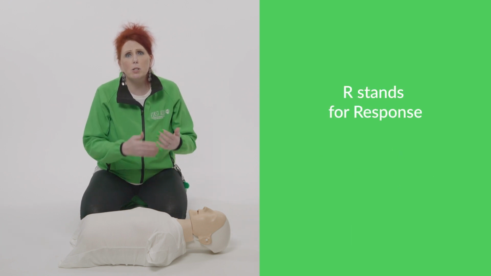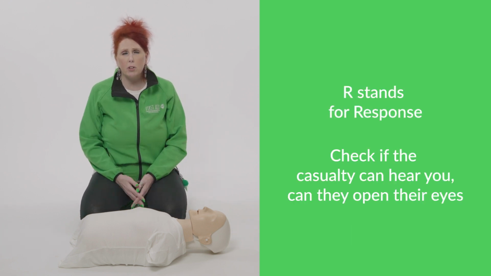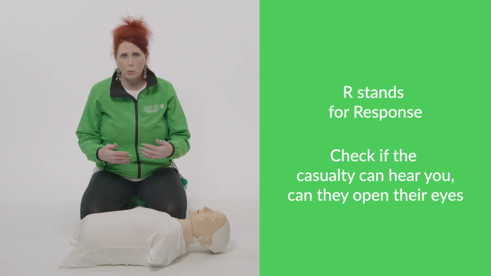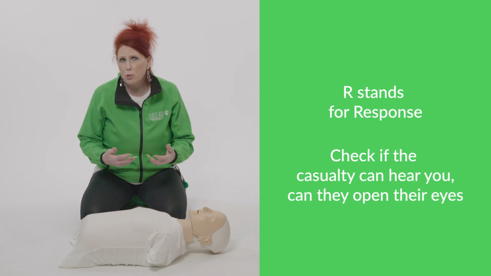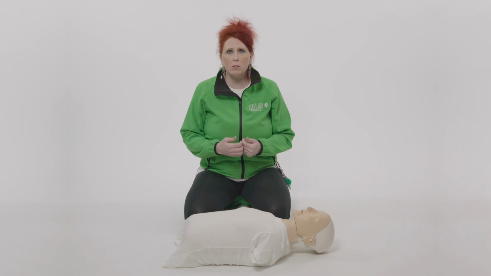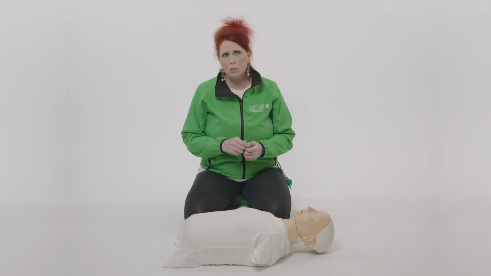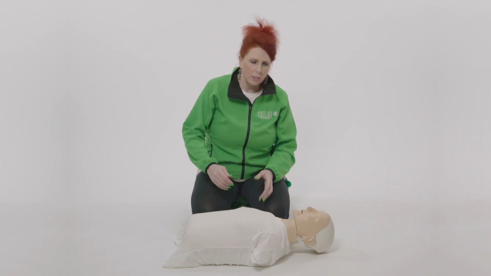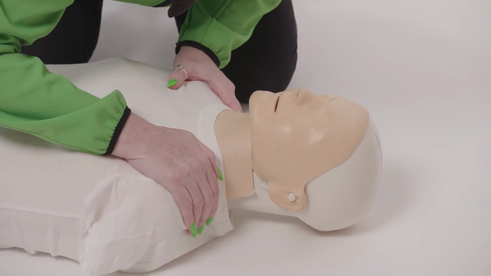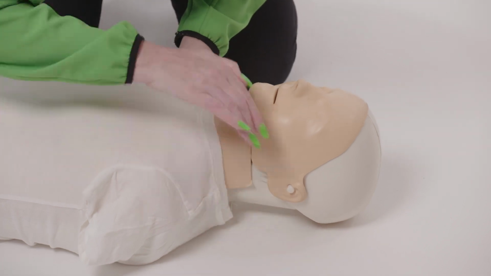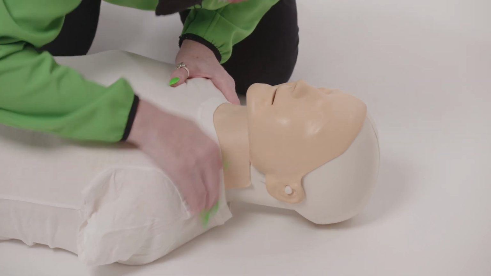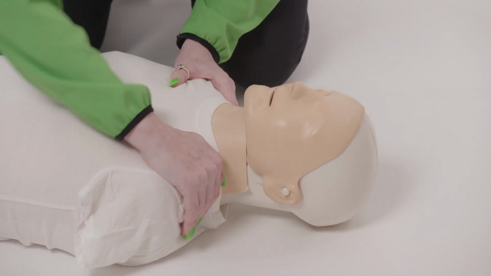R stands for response. You want to see if your casualty is able to hear you. Can they open their eyes? Can they talk to you? All we need to do is give them a gentle shake to the shoulders and shout into their ears, like so. Bob, can you hear me? It's Sarah. Can you open your eyes?